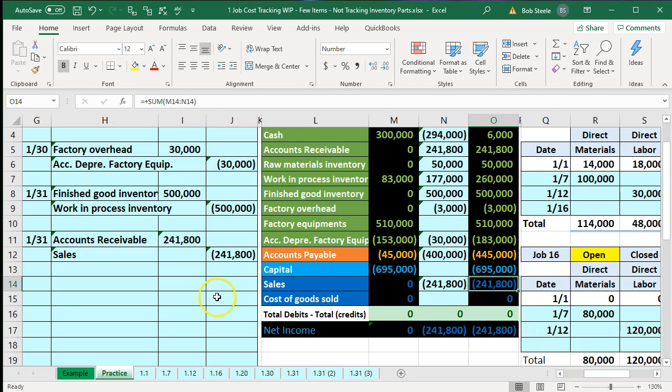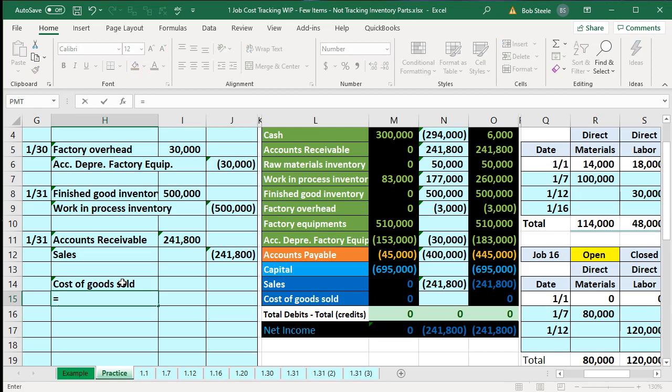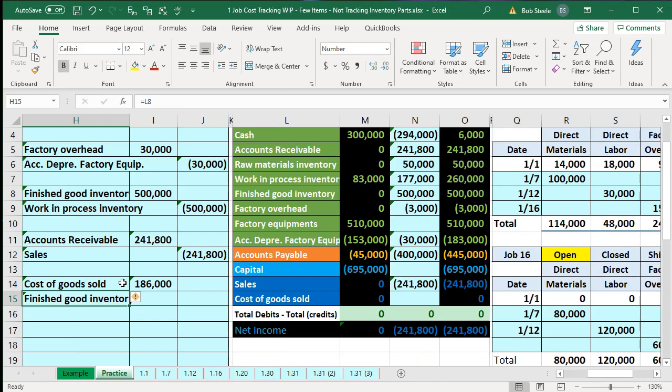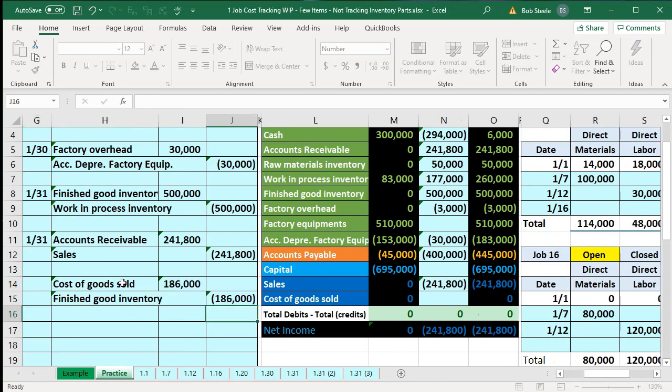Then we're going to have to record the cost of goods sold side, the cost of what we're giving up, or the job that we have been working. And then what's going to go down is the accumulation of all the expenses we put into, in essence, the inventory account, which is now the finished goods inventory. The cost is going to be coming directly from our job cost sheet, which is going to be that 186,000. So there's the cost, there's the debit and credit.